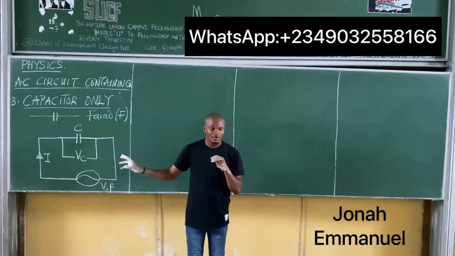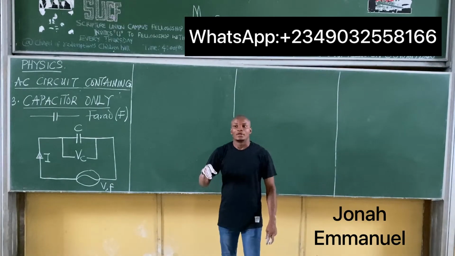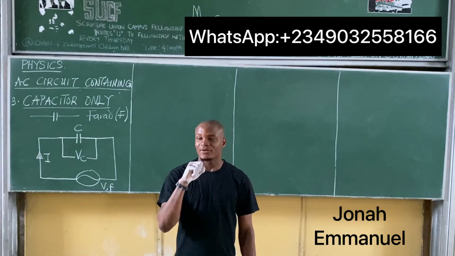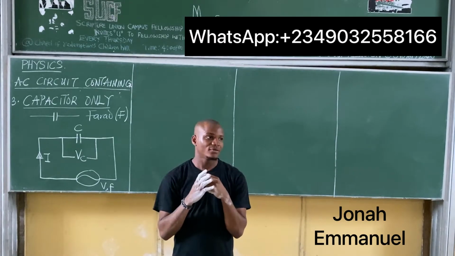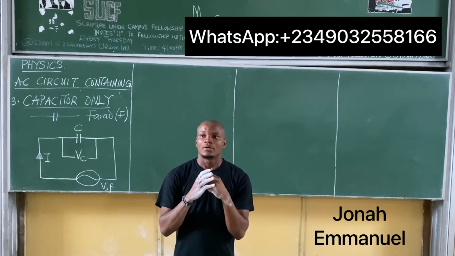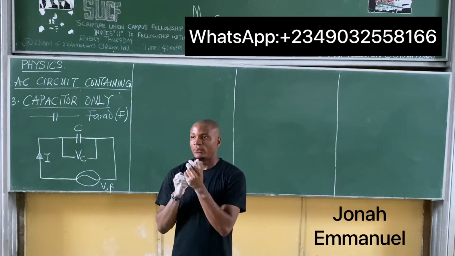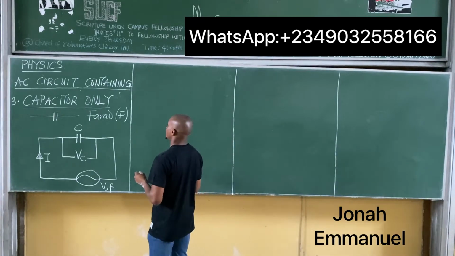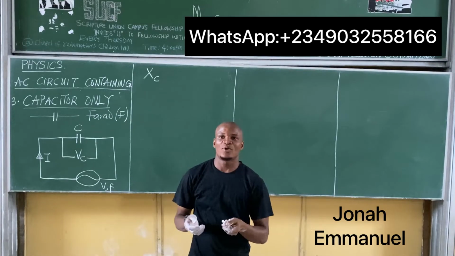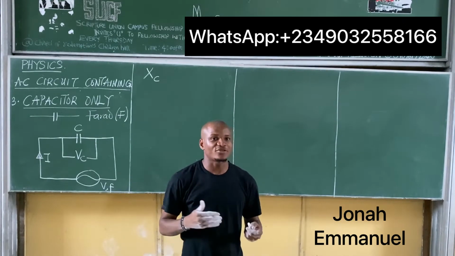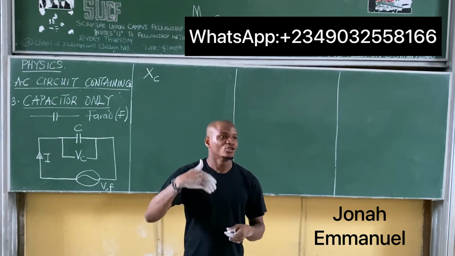What we want about this? Take down this. The reactance, which is the opposition to the flow of current in an AC circuit containing capacitor only, is given by XC. XC means reactance. Some authors call it reactant. Whether they call it reactant or reactance, it means the opposition to the flow of current.